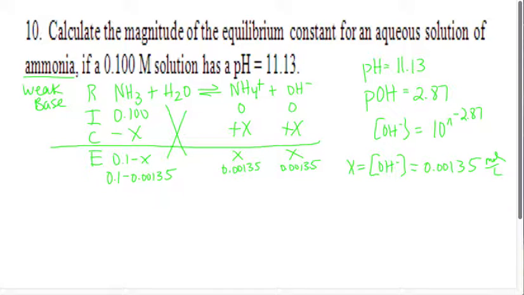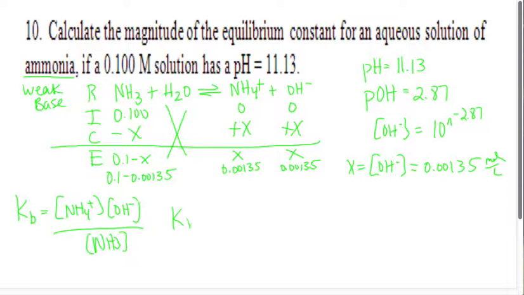So now our expression is going to be a Kb expression this time, is equal to NH4 plus times OH minus divided by NH3. So when I solve, my Kb is equal to 0.00135 times 0.00135 divided by 0.1 minus 0.00135. All right, so what is Kb? How many sig figs are we going to do again? 2. What do we get?